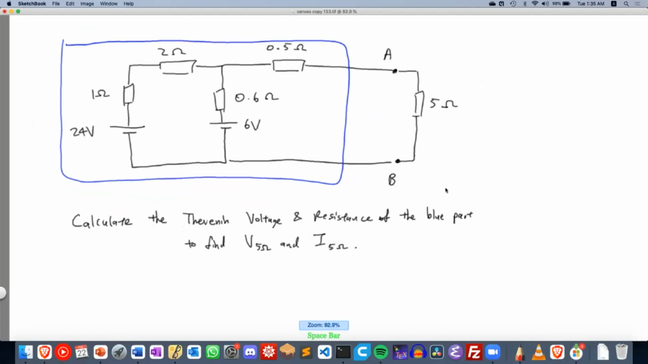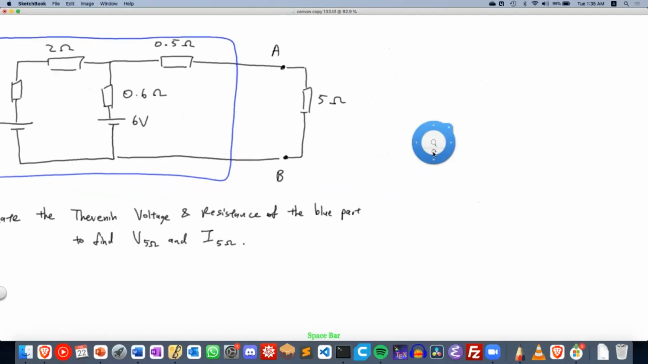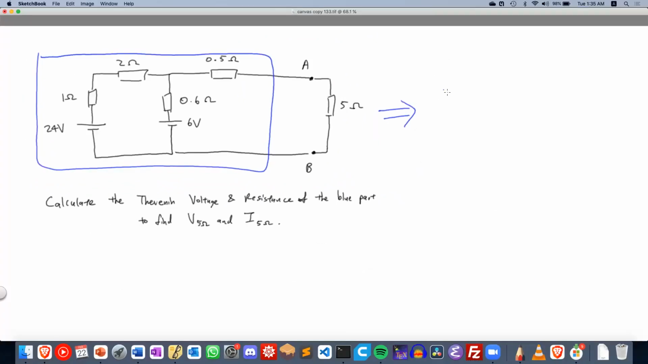So we're going to effectively replace the blue box with just a Thevenin voltage in series with a Thevenin resistor. Perhaps I can draw it out. We're effectively trying to replace the blue box with just a Thevenin voltage, VTH, and a Thevenin resistor, RTH, and this is going to be your A and B. From the perspective of an external load, it's not going to know that you replaced it.